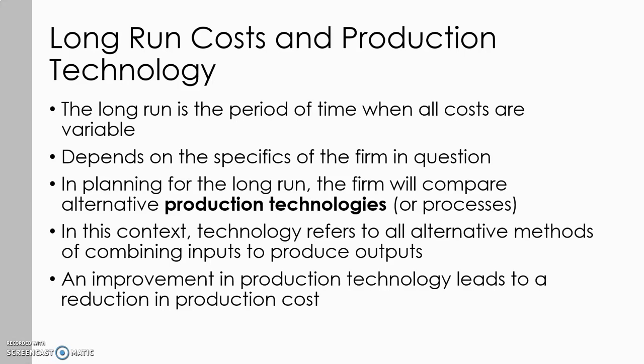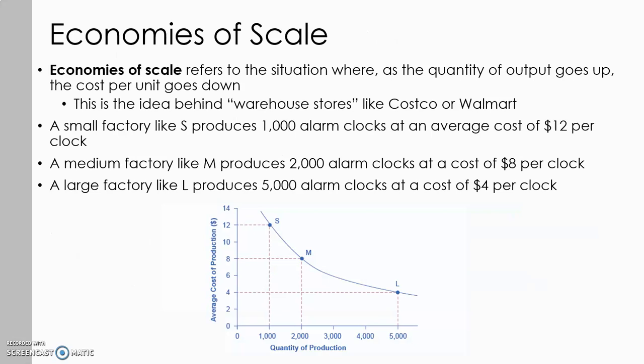But firms are going to look at how long they're locked into their decisions, and they're going to make decisions about different production processes, which economists call technologies. Technology is just all the different methods you could use to combine inputs to produce outputs. An improvement in technology leads to a reduction in the costs to produce. Economies of scale refers to a case where your average total cost is going down. When output goes up, cost per unit decreases.